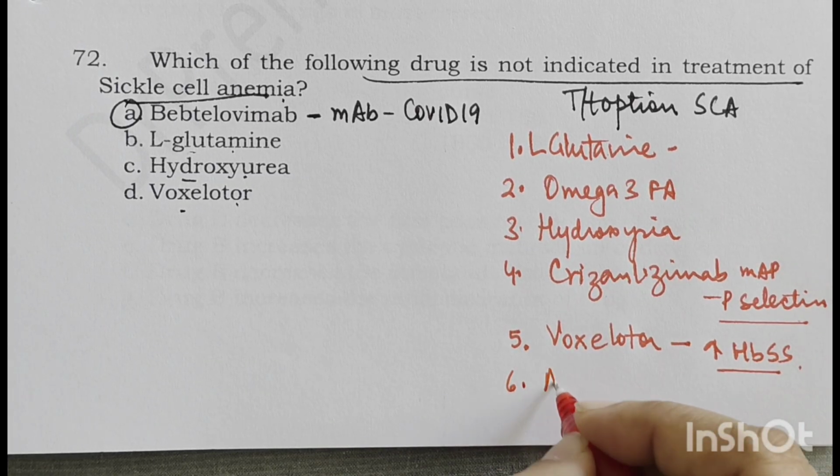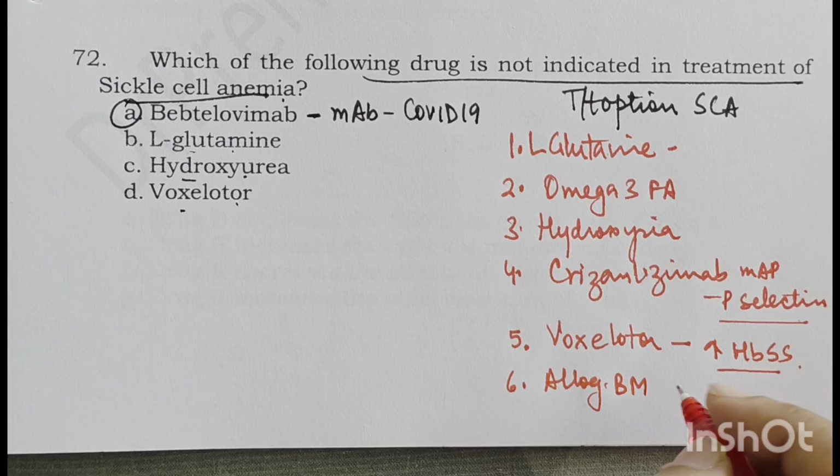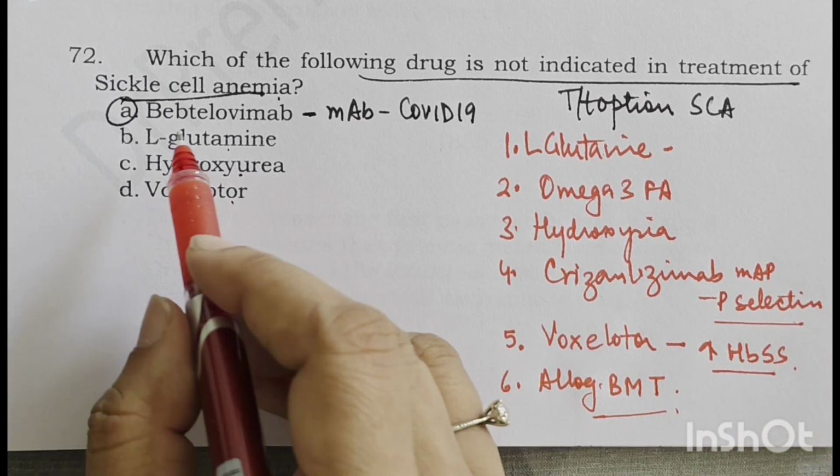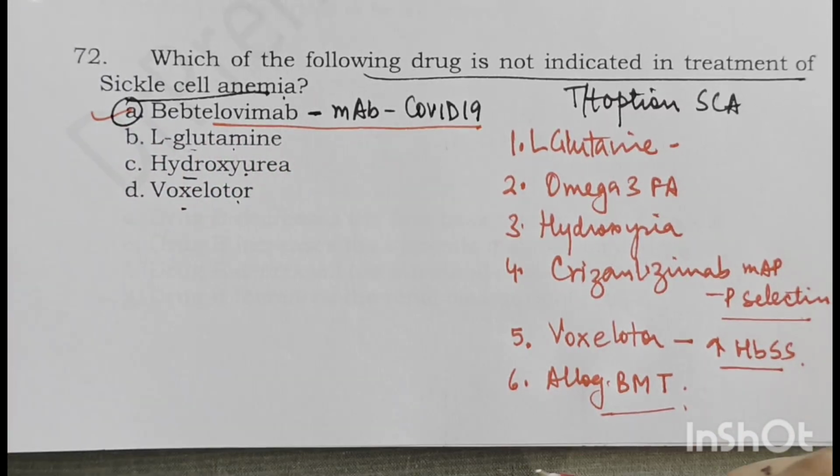And last we have allogeneic bone marrow or stem cell transplantation. Okay? So out of all these options, this is not used. This is the drug used in COVID-19 patients.